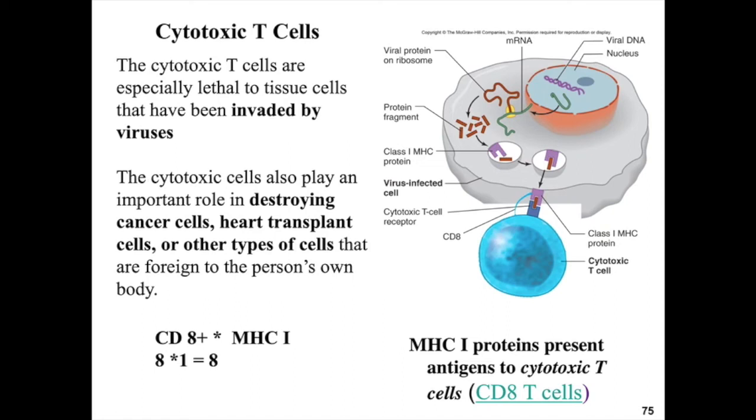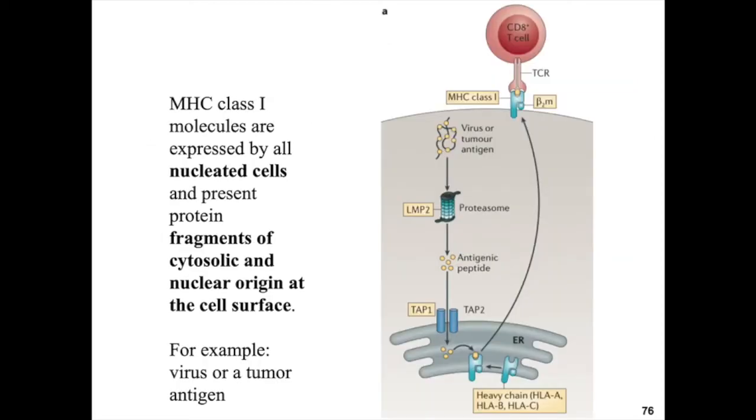I want to give you just one more picture to expand on this. So it's all nucleated cells, and it can be anything. For example, a virus or a tumor antigen. So you see how it's being produced and how it's being presented on the cell.